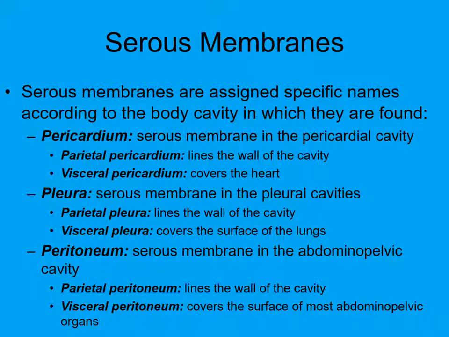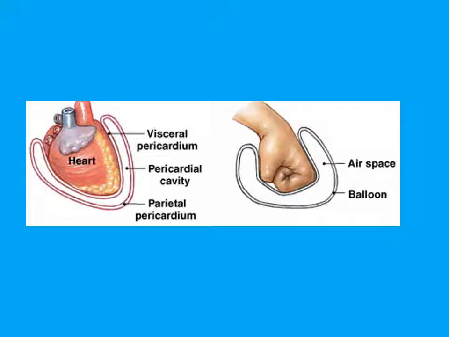The peritoneum is the membrane that's found in the abdominal pelvic cavity. Like I said, it's like a double membrane, so this is trying to show like with the heart. The visceral pericardium, the visceral membrane, is going to be right up against the organ. And then the parietal one is the outer one from the visceral, and then this here is the cavity right here that has the fluid in it.